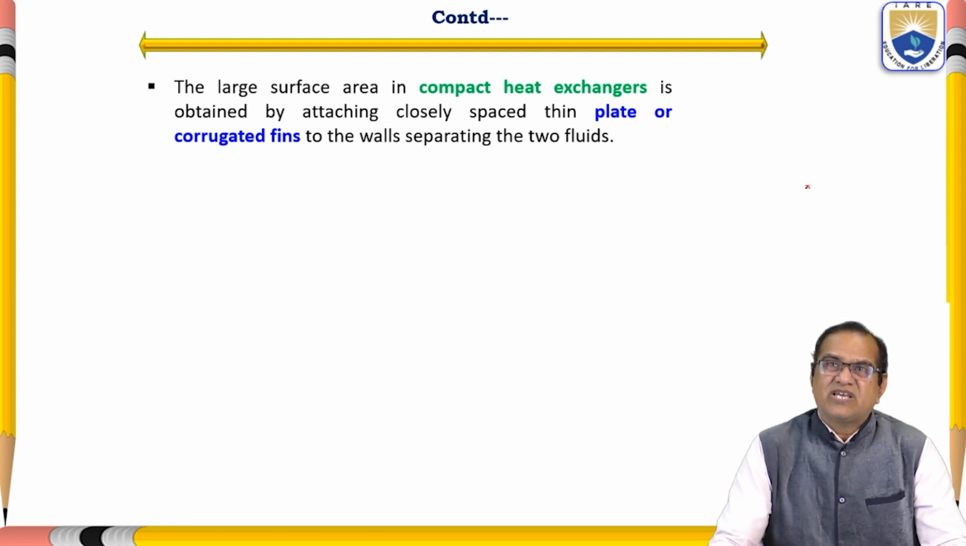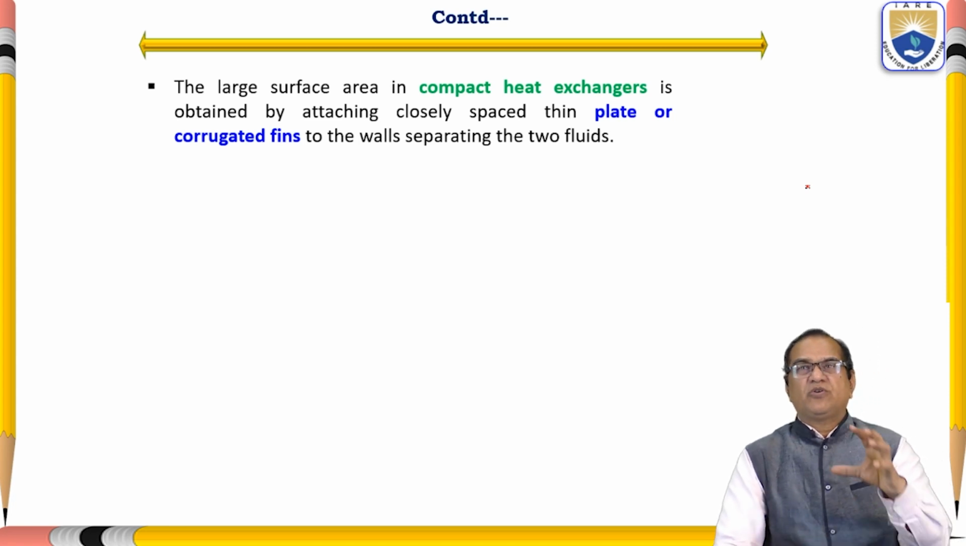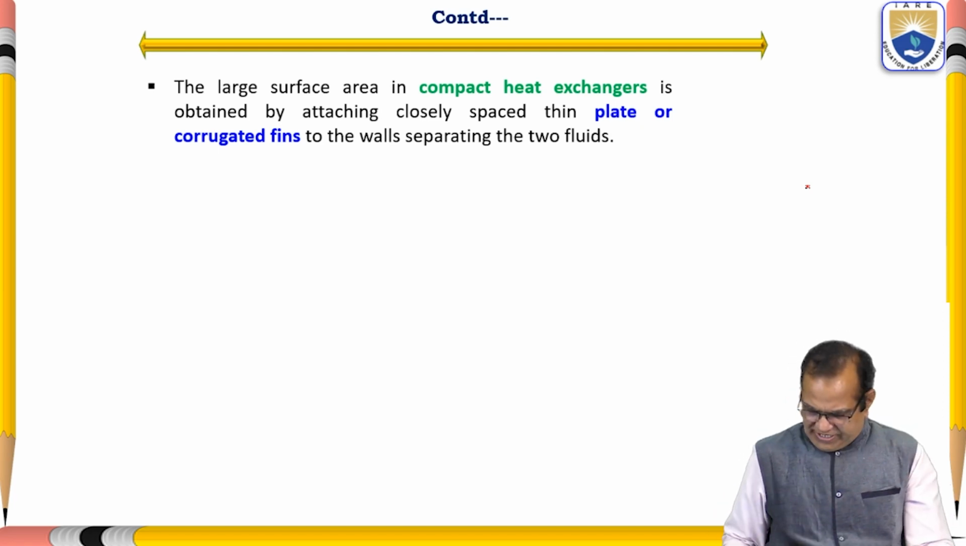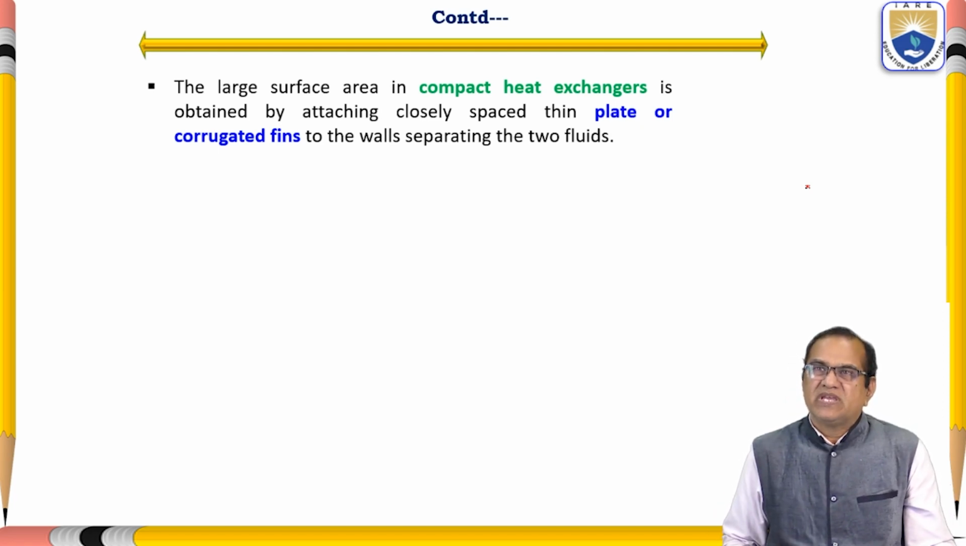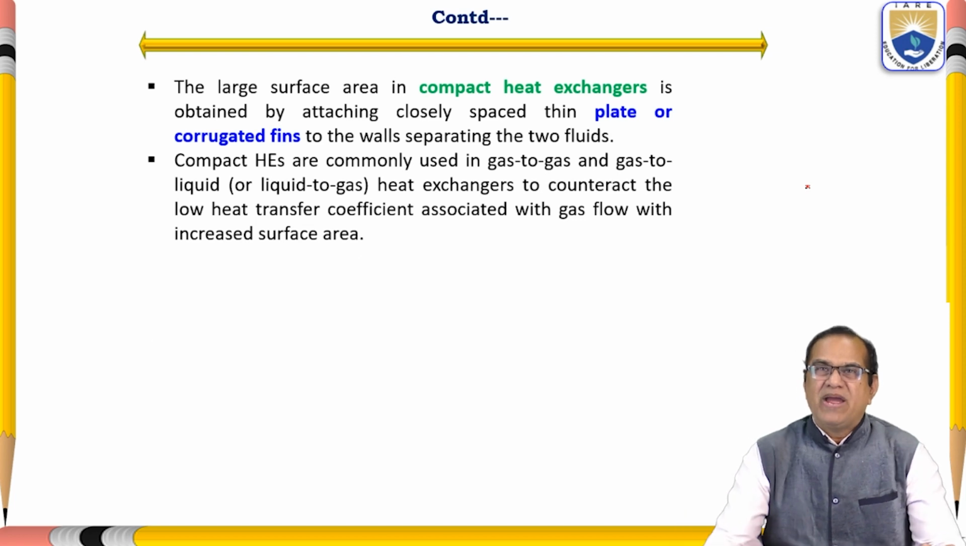The large surface area in compact heat exchangers is obtained by attaching closely spaced thin plate or corrugated fins to the wall separating the two fluids. So here we have to use corrugated walls, corrugated surfaces, to get more heat exchange. Compact heat exchangers are commonly used in gas to gas and gas to liquid or liquid to gas heat exchangers, to counteract the low heat transfer coefficient associated with gas flow with increased surface area.